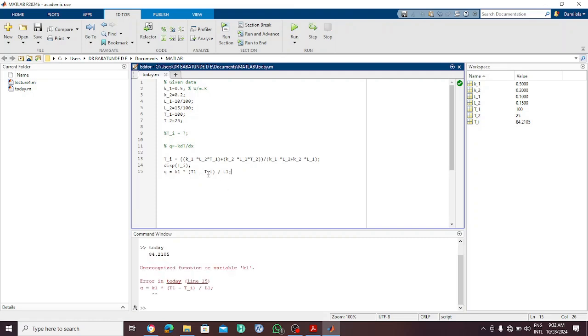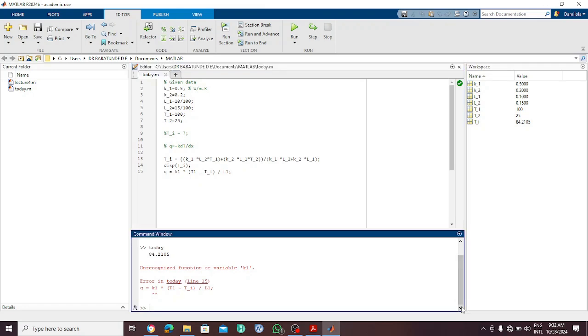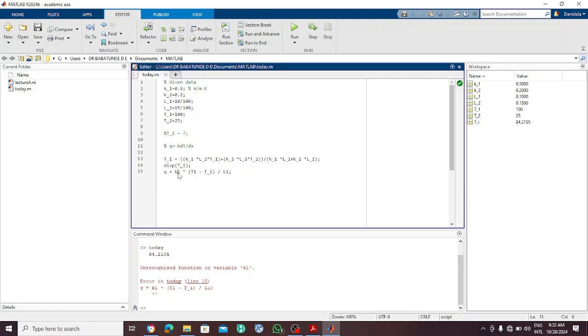Alright, let me ask it to display. Okay, what's the issue? Unrecognized K1. So we had K underscore 1. T also is T underscore 1. L1 is L underscore 1. That's the official name that we have given, so those are the variables we can refer to. Those are the variables we created earlier. So let's display.